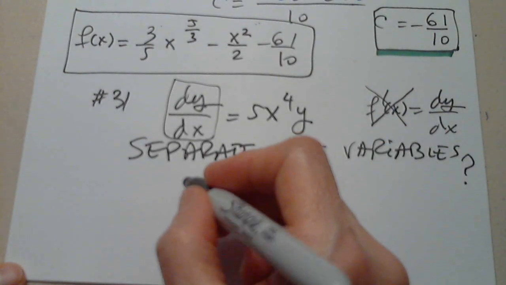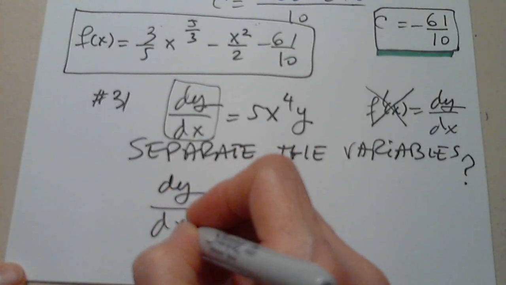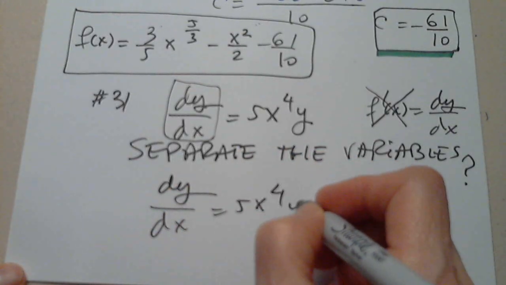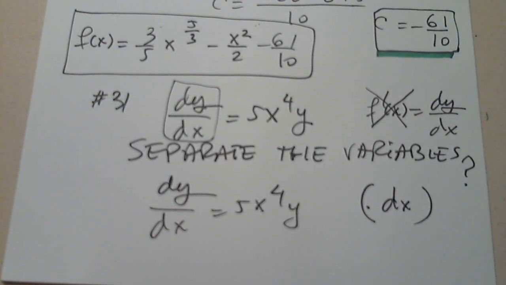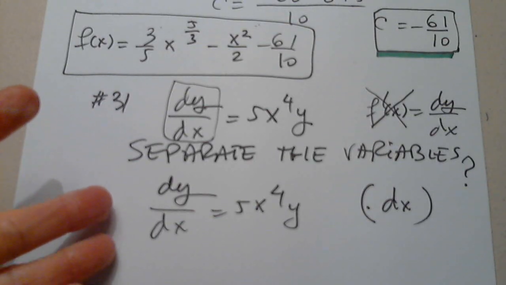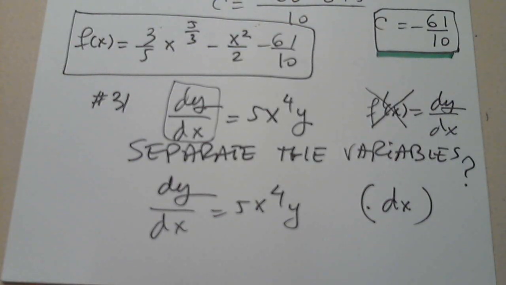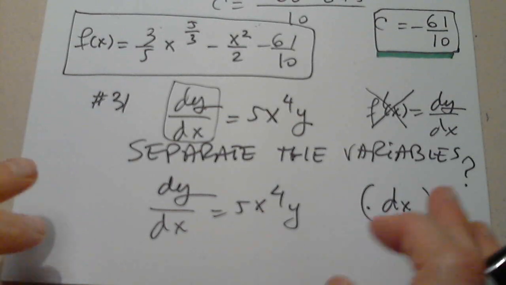I'm just going to copy the equation here. I'm going to multiply both sides of this equation by dx. I need to separate the variables. I'm not there yet, but I definitely don't want a fraction in the equation. So that's my first step. I multiply both sides by dx.